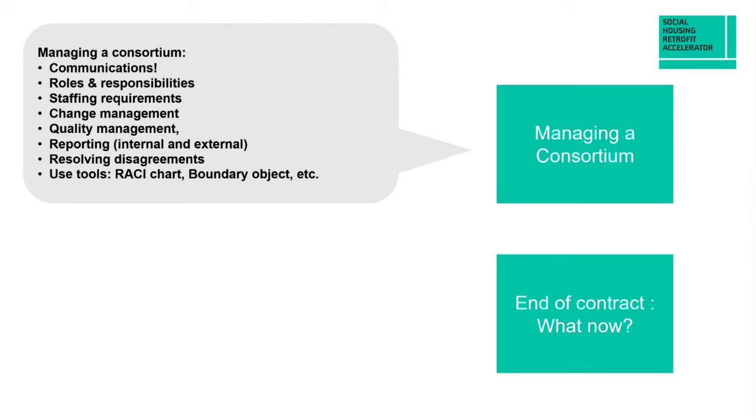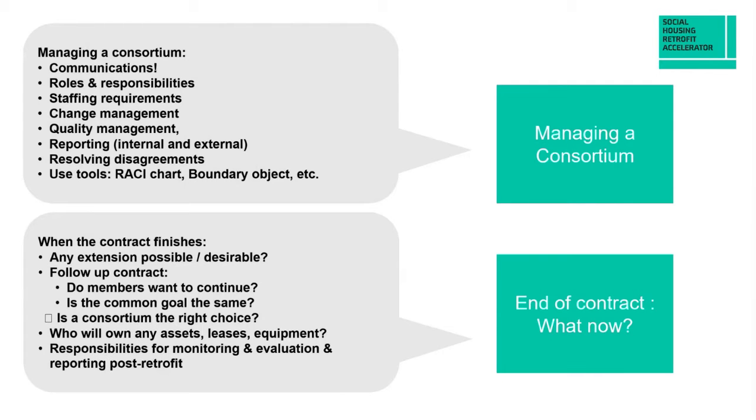Roles and responsibilities, who does what? Handling the staffing requirements, handling the change management, thinking about quality management, agreeing how you're going to do that collectively, sorting out the reporting, internal and external. How are you going to resolve disagreements? And there are some specific tools that we recommend. Again, they're in the toolkits: the RACI chart, boundary objects, things like that. These are good tools to help the communications and help keep the consortium together, keep them aligned and delivering.